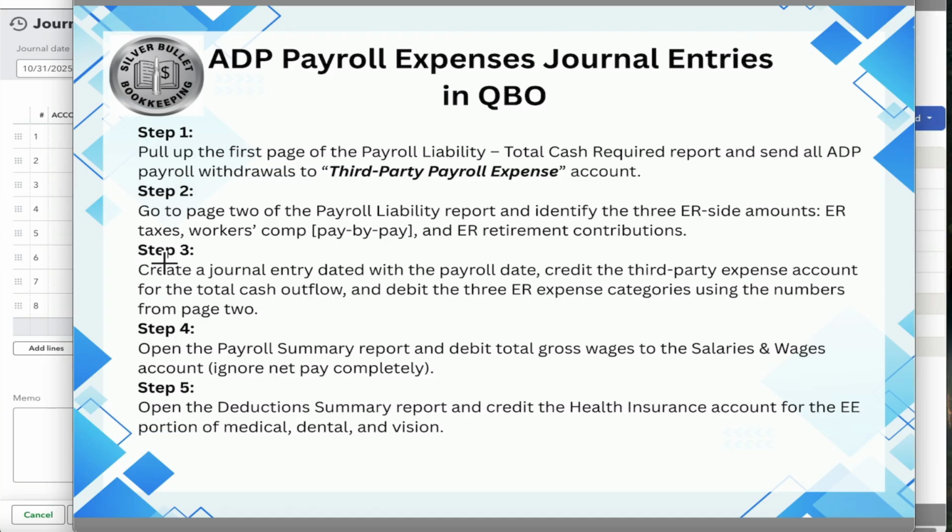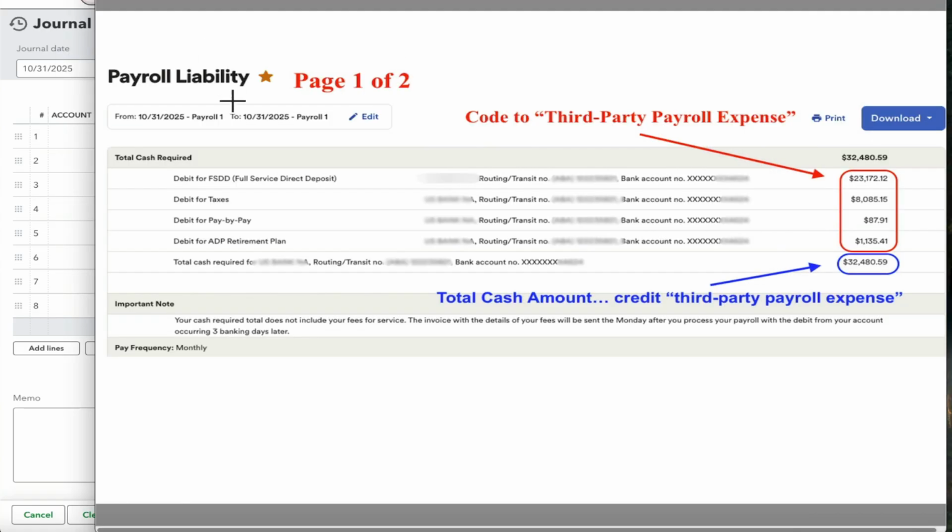Step 3. We're ready to create the journal entry. Date it to match the payroll date. In this example, it's 10/31/25. Just a heads up, if the money gets taken out on the 2nd of the following month, our third-party payroll expense account won't clear until the 2nd, and that's okay, don't freak out.